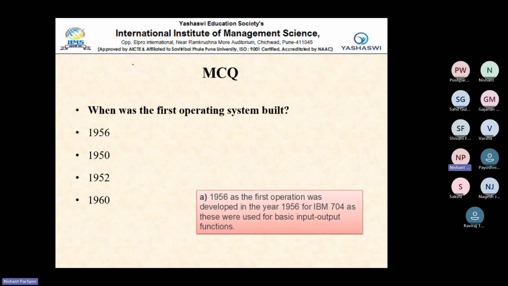The first operating system was designed in 1956. It was developed by IBM 704. An operating system was designed for basic input output function in 1956. This is the answer for this one.